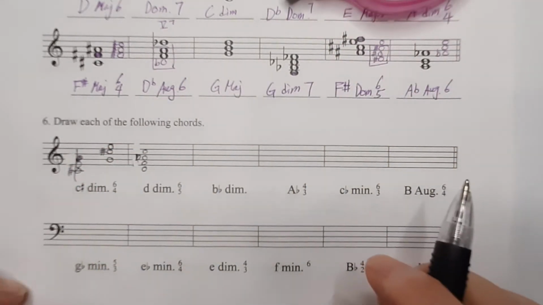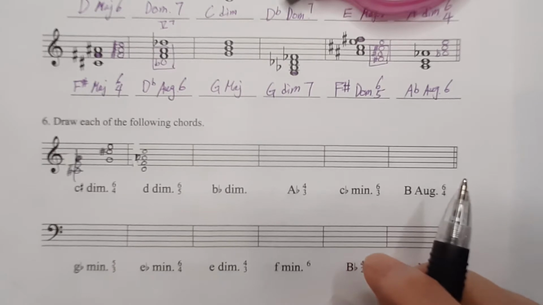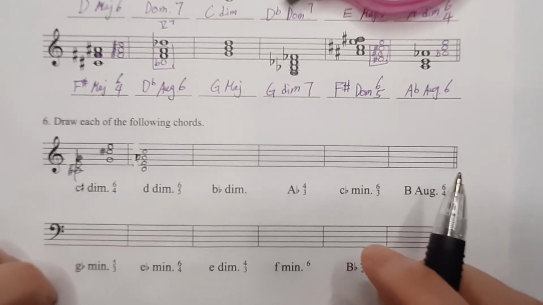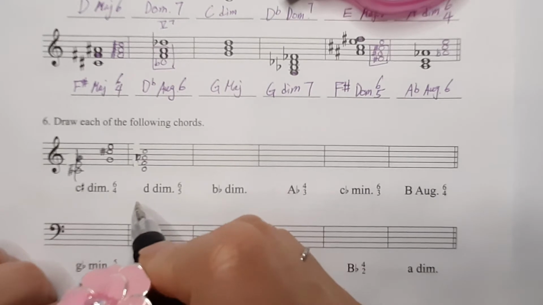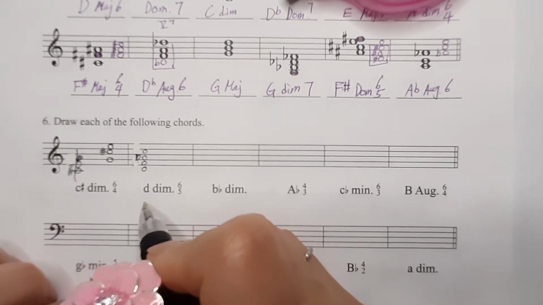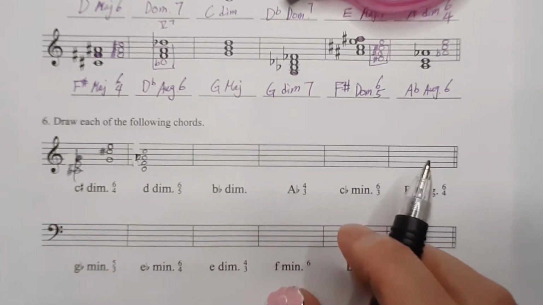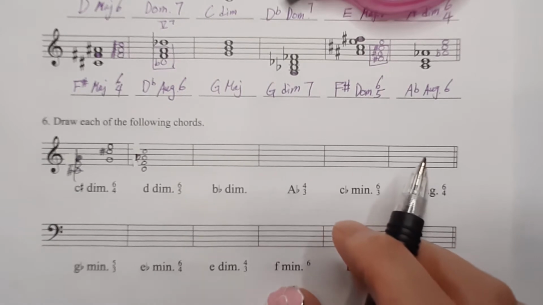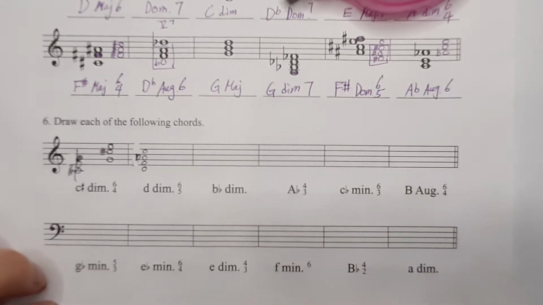Is that right? D, F, A, C. No, that's not how you do it. All right. D, F, A, C. Okay, all right. We can do it two ways.